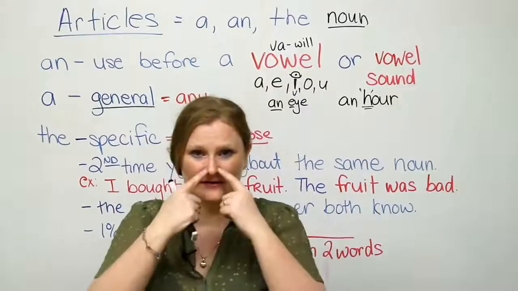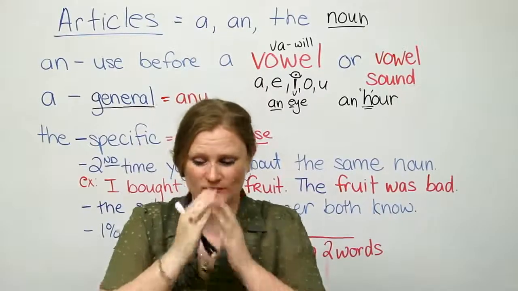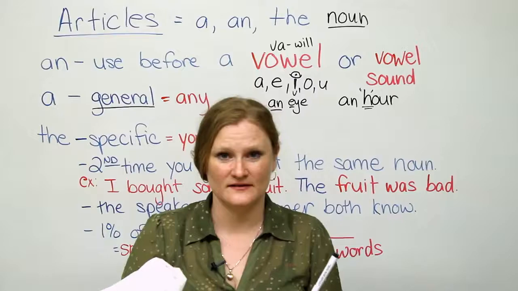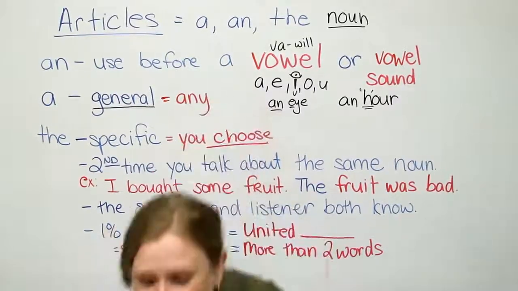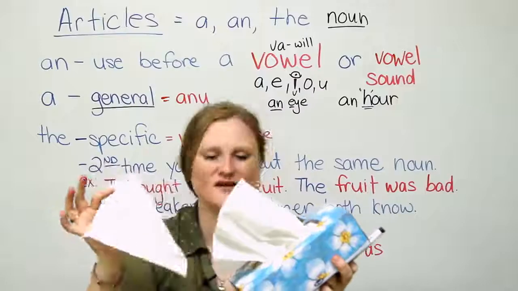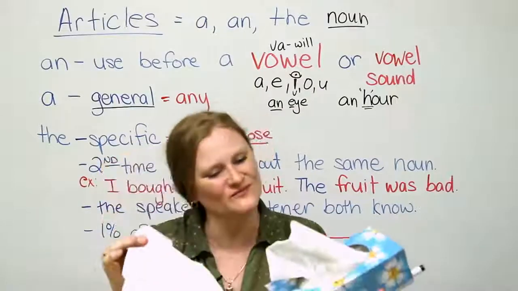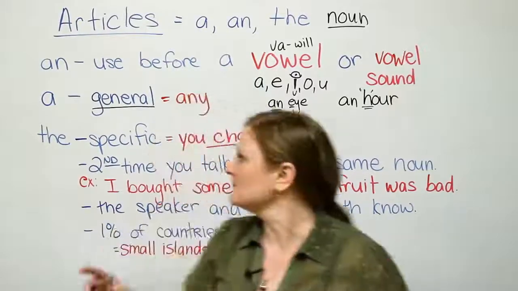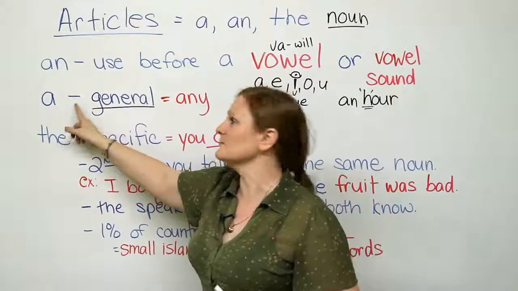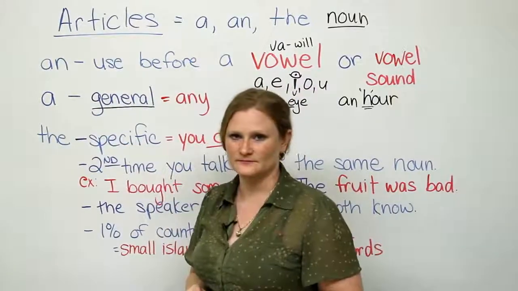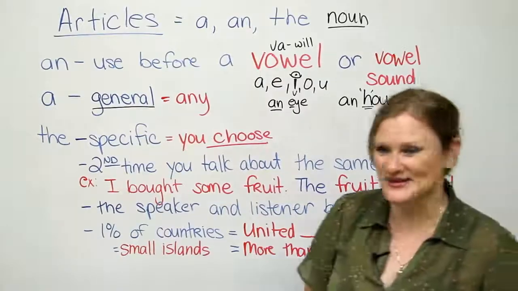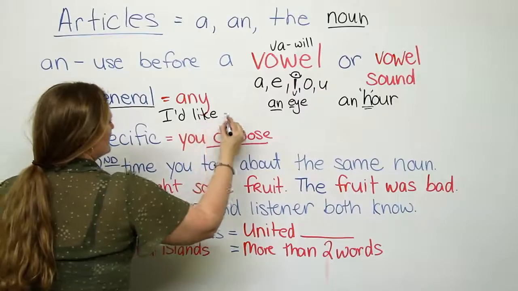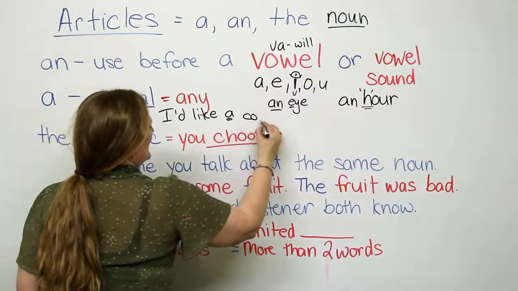If my nose was stuffy and I had to blow my nose, I would ask someone, "Do you have a Kleenex?" I don't have to go through the box of Kleenexes. "No, I don't want that one. No, yes, this, no." You're just going to get a Kleenex and you're going to blow your nose. Okay? So, a and an, the only difference is that an is used before a vowel. As an example, you can say, "I'd like a cookie."